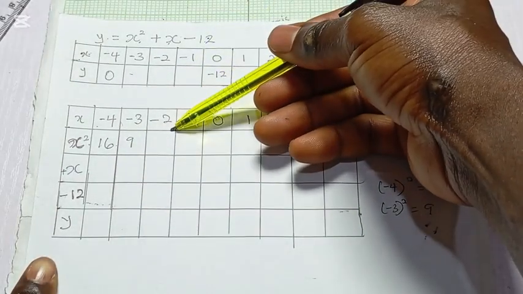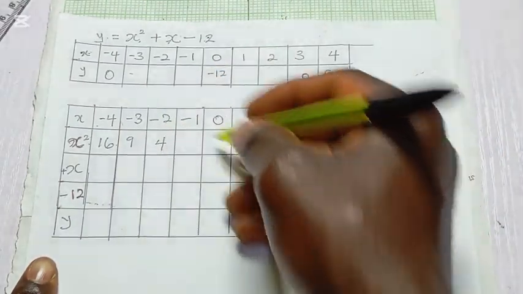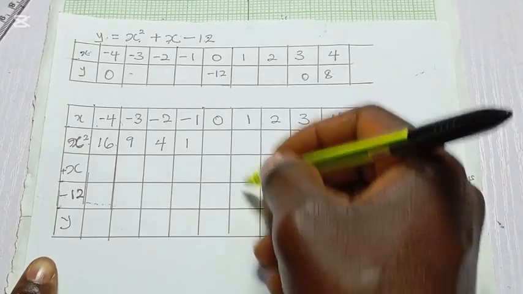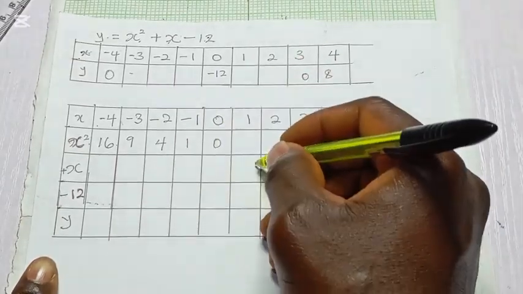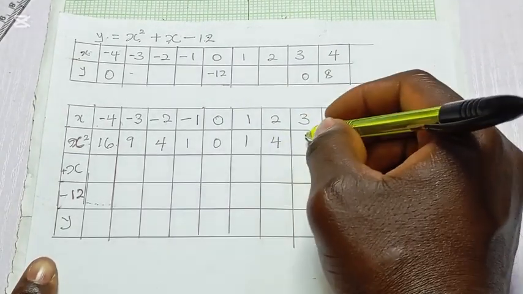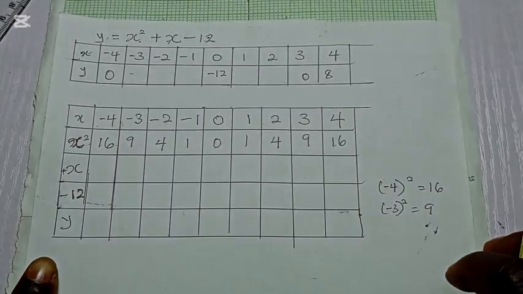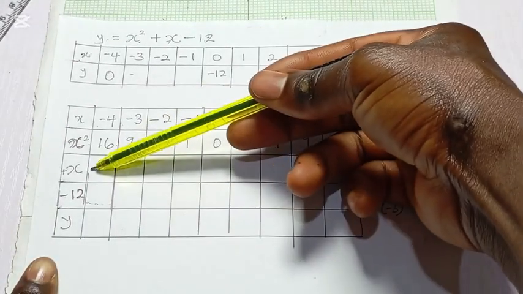And it goes on for this also. Minus 2 all squared, that gives me 4. Minus 1 all squared, 1. 0 square, 0. 1 square, 1. 2 square, 4. 3 square, 9. And 4 square, 16. The next, I'm going to pick this up.